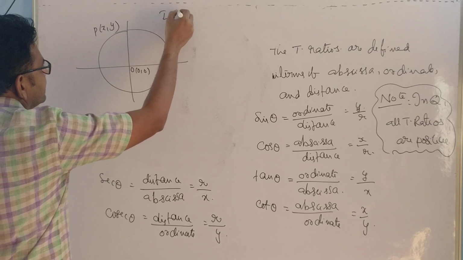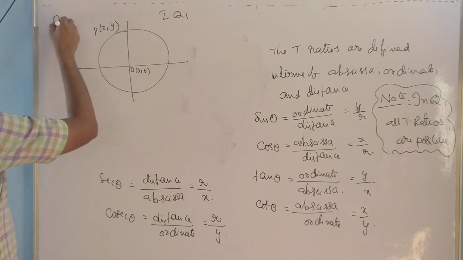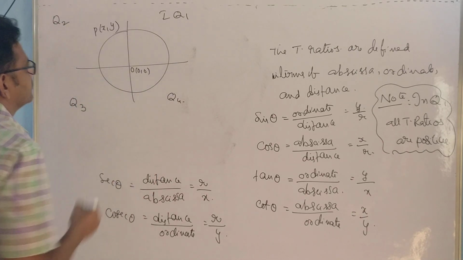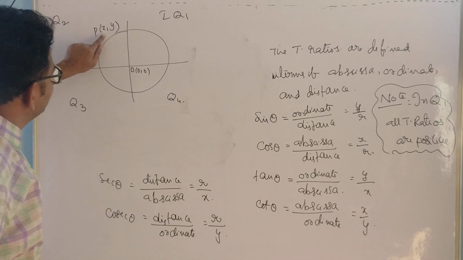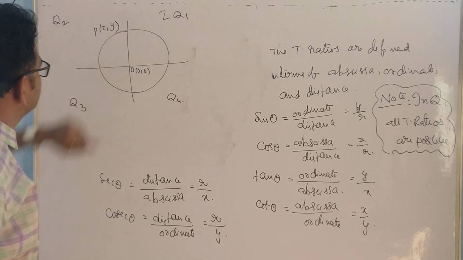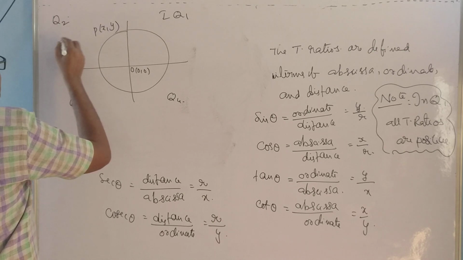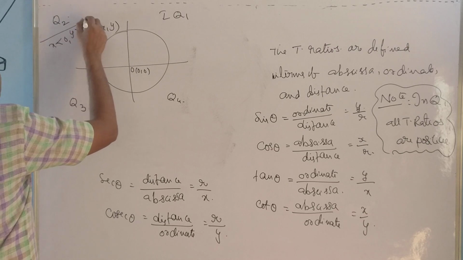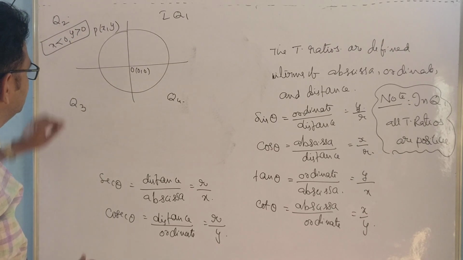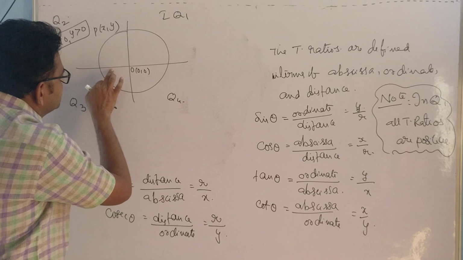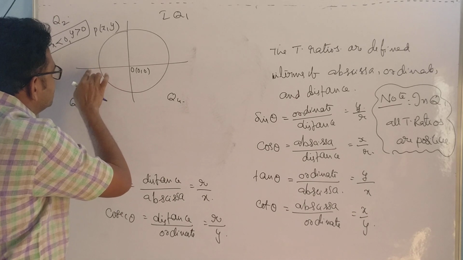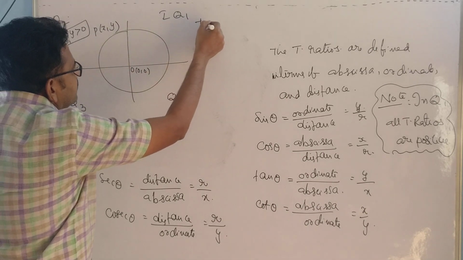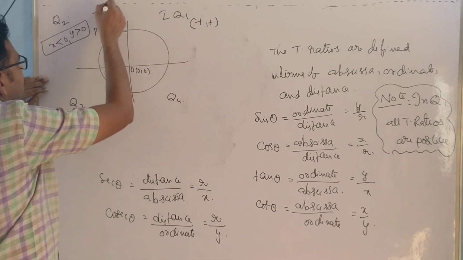So this is the first quadrant, that is Q1. This is the second quadrant, this is the third quadrant, and this is the fourth quadrant. Okay. In the second quadrant, the x coordinate is negative, y is positive. That means in Q2, x is negative and y is positive. So here positive, positive in Q1, and here negative, positive in Q2.